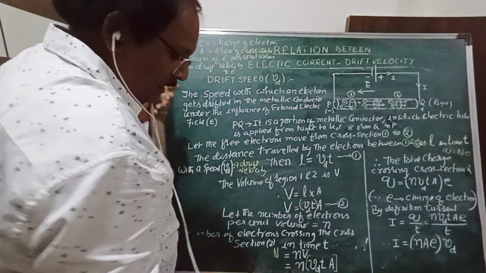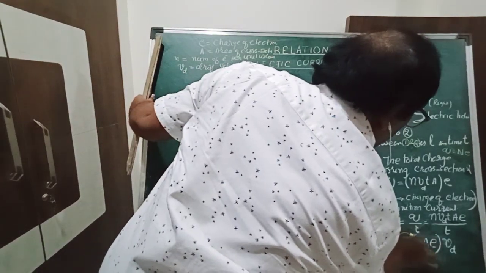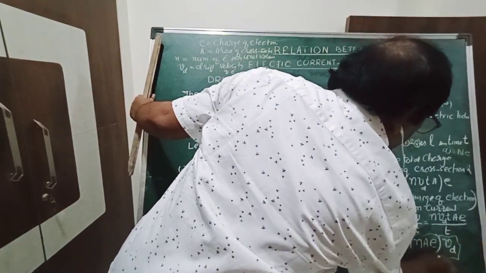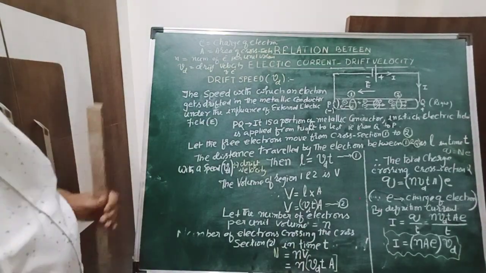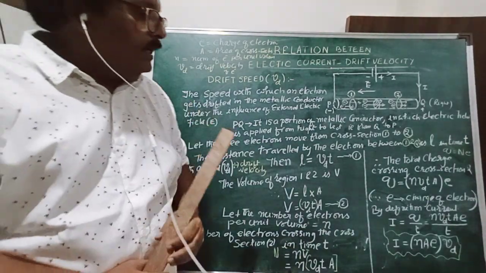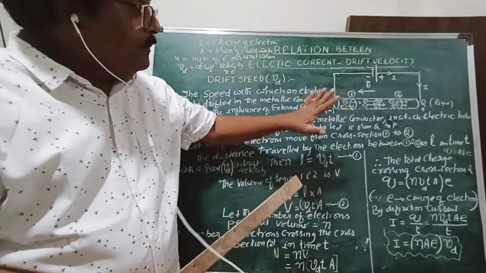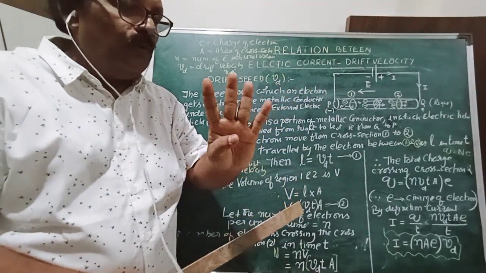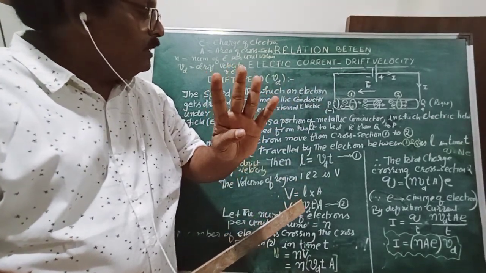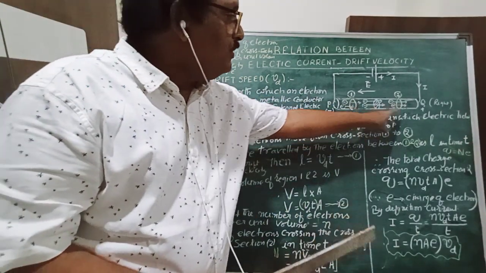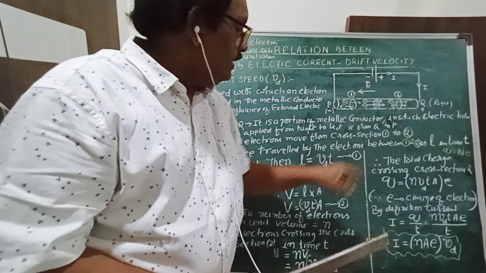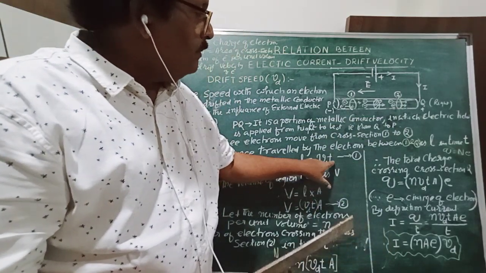So this is an excellent formula. Children, please understand. This is an excellent formula. I think you understood it. So 4 steps I will tell you now. Only 4 steps. I just calculated the distance travelled by these electrons between these two cross sections. The distance travelled is equal to speed into time.